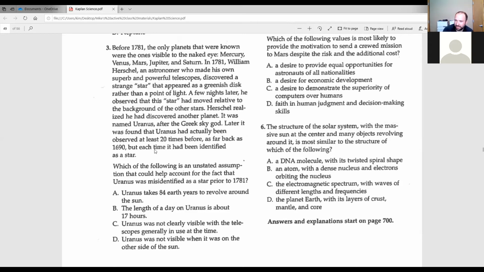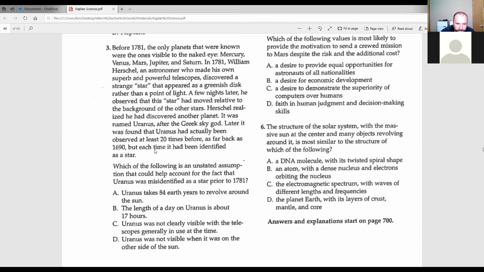We've talked about this, I think, in class. I'm not going to harp on it. So let's look through our options. A, Uranus takes 84 Earth years to revolve around the sun. B, the length of a day on Uranus is about 17 hours. C, Uranus was not clearly visible with the telescopes generally in use at the time. Or D, Uranus was not visible on the other side of the sun.